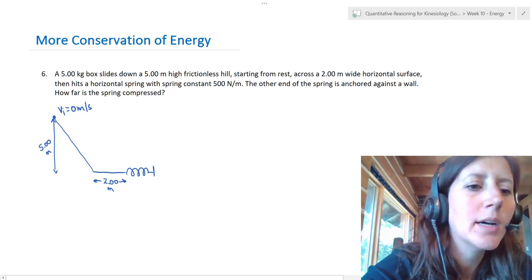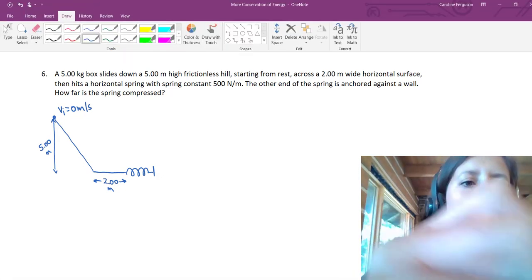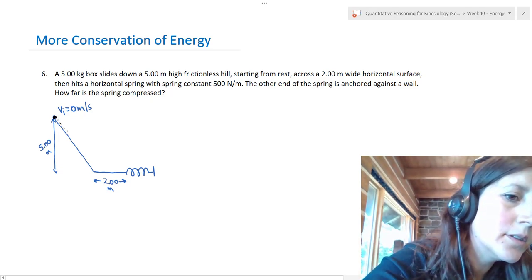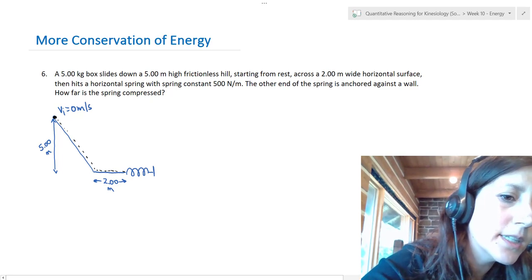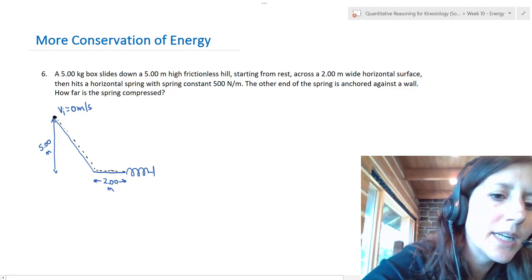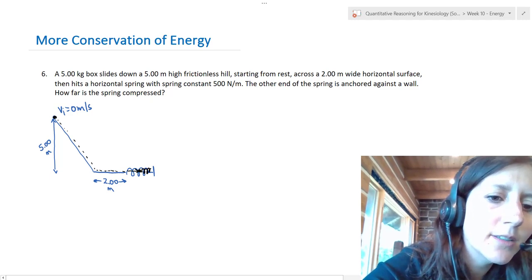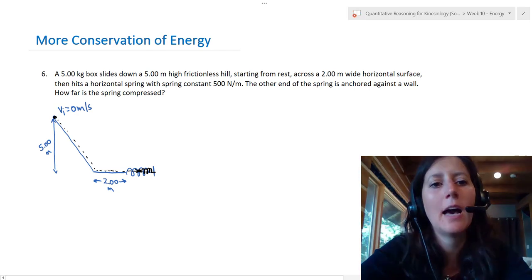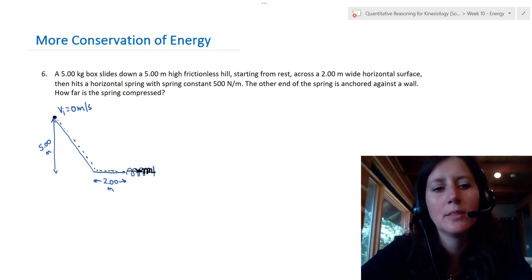Okay, so this box, which started off at the very top, over here, goes down the ramp, then across this horizontal surface. It bangs into this spring and compresses it a little bit, making the spring a little bit squished. Okay, so it gets compressed. How far is the spring compressed?